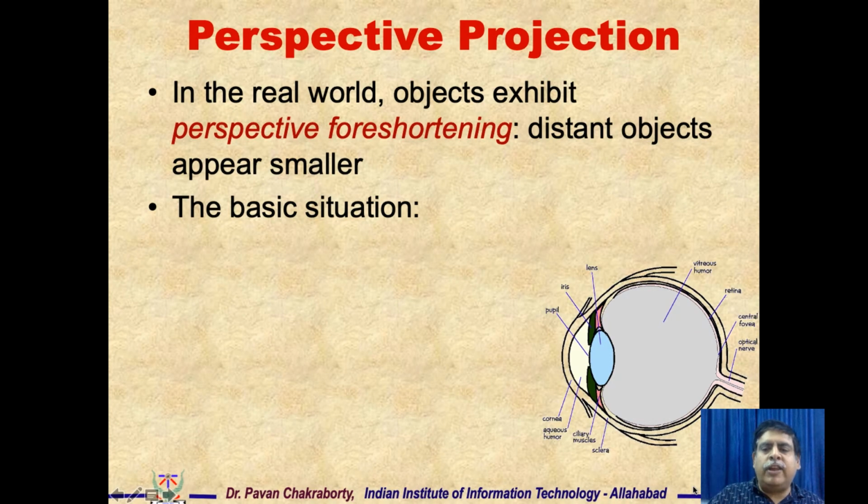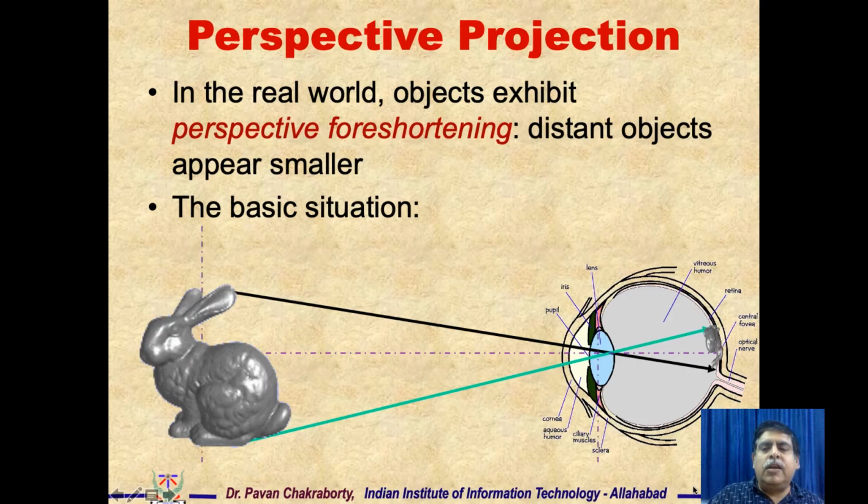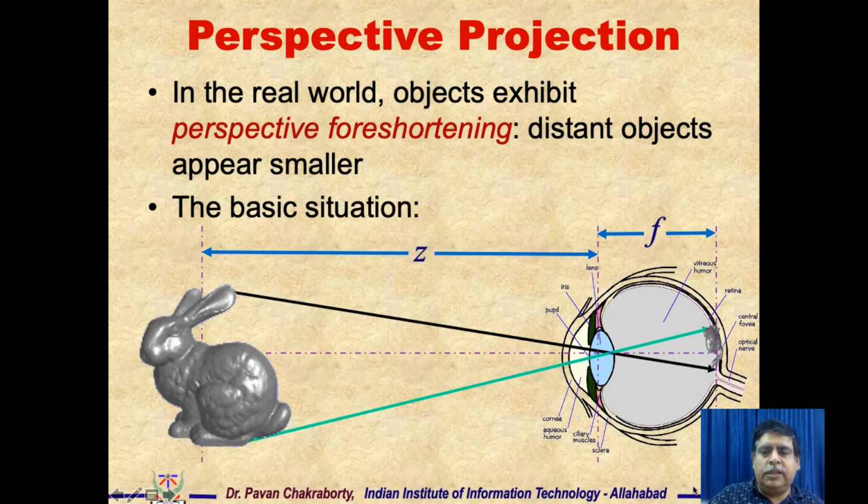So here I have an eye which focuses a rabbit onto the retina to form the image. The distance to the rabbit is the depth axis, or the z-axis, and the distance of the rabbit is z. The eye focuses the image onto the retina, which is at a focal distance f.